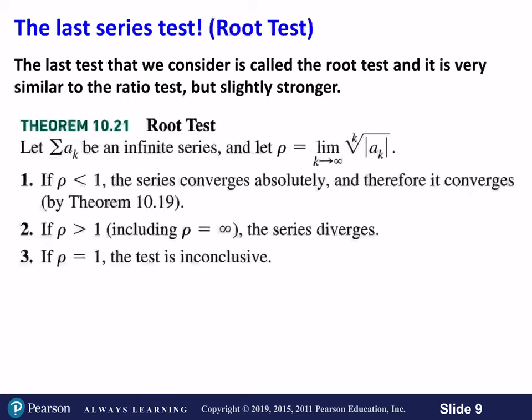We are now going to let the sum of a_k be an infinite series, and we are going to define rho, so that's a rho, not a p. We're going to define rho to be the limit as k approaches infinity of the kth root of the absolute value of a_k. So this is not a square root, this is a kth root. This is the same thing as if we were to say the absolute value of a_k raised to the 1 over k power. That is the same thing.